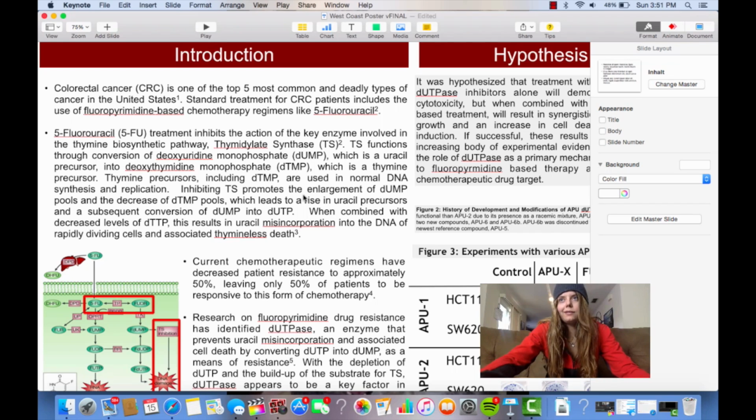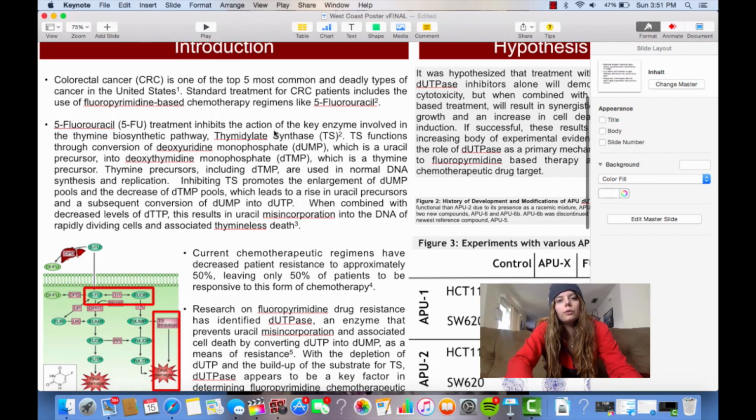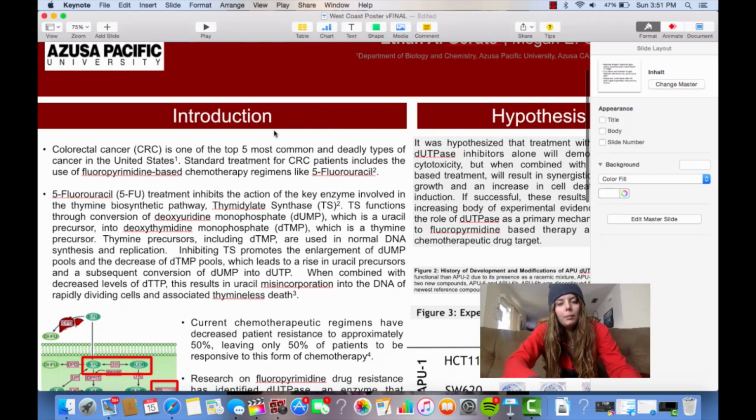So your cell has to get these nucleotides. Somehow it builds them. This enzyme, thymidylate synthase, helps make thymine. It's called a non-redundant enzyme, so thymidylate synthase is the only enzyme that can convert the uracil precursors to the thymine precursors. So what these drugs do, these thymidylate synthase inhibitor drugs, they inhibit thymidylate synthase.